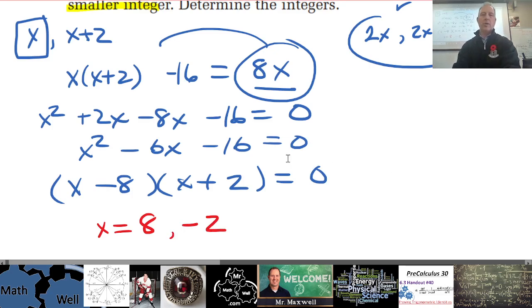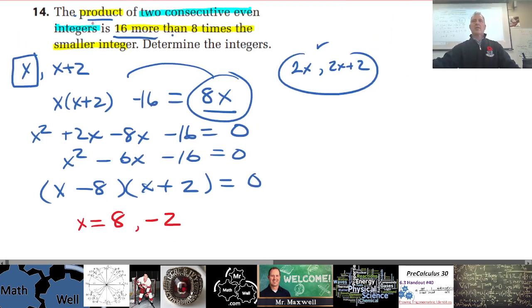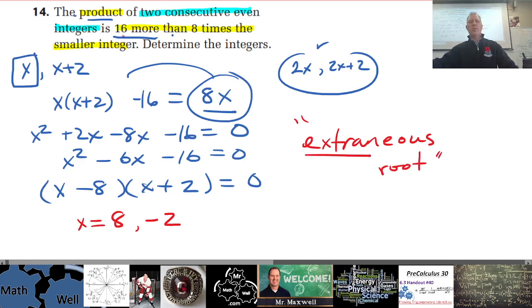Now, it's important to note that in the context of the question, you may have a root or a solution that's not allowed. It's called an extraneous root, which I don't think you'll see in this course. That's a root that's not allowed with the question. Would there be one of these possible solutions that we would reject based on the nature of the question? No. Now, if the question said something about positive even integers, then we would reject the negative. But let's read carefully.